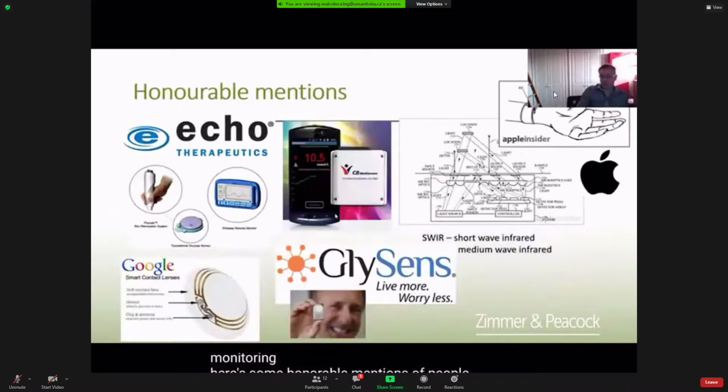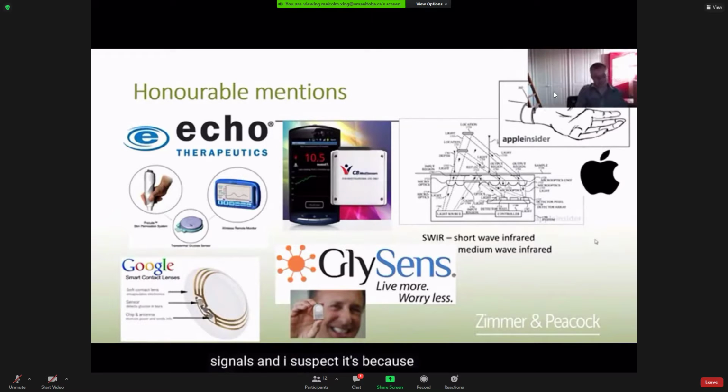Here are some honorable mentions of people who have tried to make wearable continuous glucose monitoring. Echo Therapeutics had a really good effort at it. They were actually abrading the skin, so they were literally trying to rub a little bit of skin off the surface and let the interstitial fluid come through that way. I mentioned C8 earlier on, who were trying to do Raman spectroscopy. I mentioned Apple earlier on, who are basically trying to use infrared signals. And I suspect it's because on the Apple Watch, there are plenty of LEDs, and they could use those LEDs.